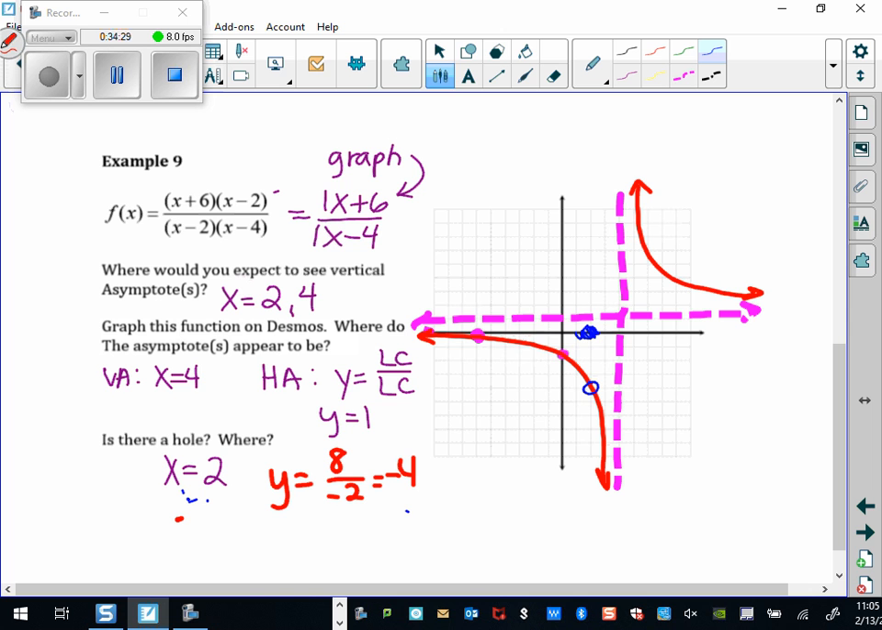All right, you have about 9 minutes. You guys, honestly, you can probably finish it in 9 minutes. It literally is like, what is the vertical asymptote? It's that simple.